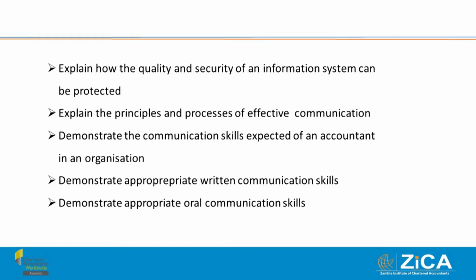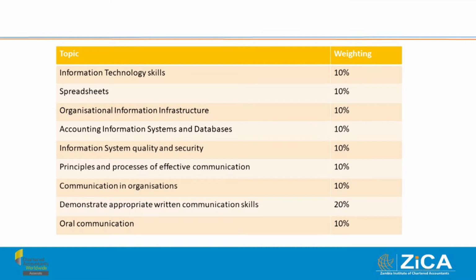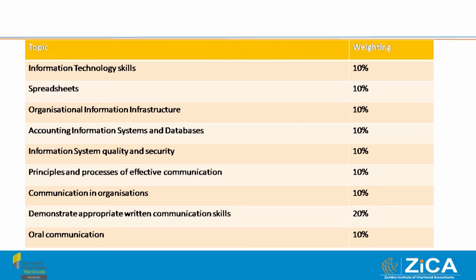Now, DA4 comprises the following topics and the weight that they cover in the syllabus. The topics are as follows. Information technology skills has a weight of 10%. Spreadsheets has a weight of 10%. Organizational information structure has a weight of 10%. Accounting information systems and databases has a weight of 10%. Information system quality and security has a weight of 10%. Principles and processes of effective communication has a weight of 10%.